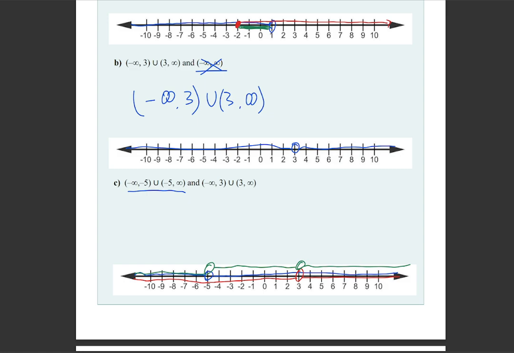And so to join those two, we have negative infinity to negative 5. So basically we skip over negative 5. Oh, I need a union there. Negative 5 up to, well, then we stop again at 3. Union 3 to infinity. So we put the three pieces together, and now we found the intersection between those two intervals.